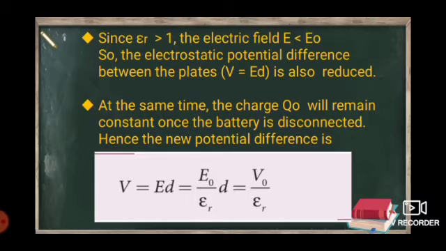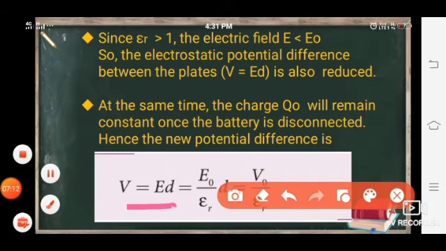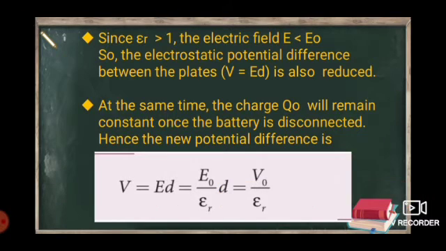Hence the new potential difference is decreased, but the charge stored on the plate is the same. We can calculate the reduced potential difference from the general formula V is equal to E into d. Only the electric field has changed, because the electric field depends upon the permittivity of the medium. So we can write E naught divided by epsilon r.